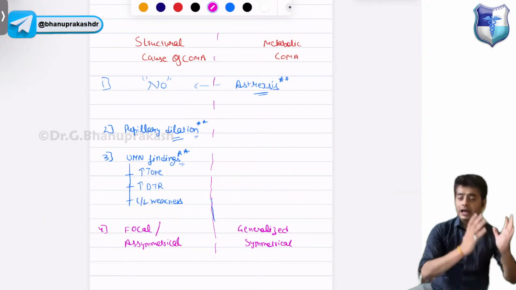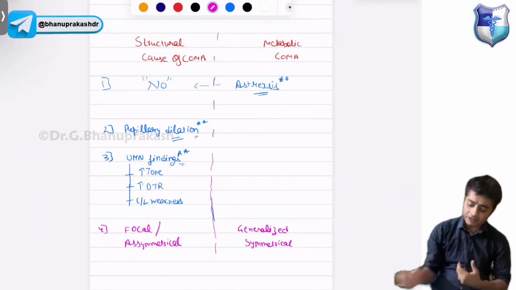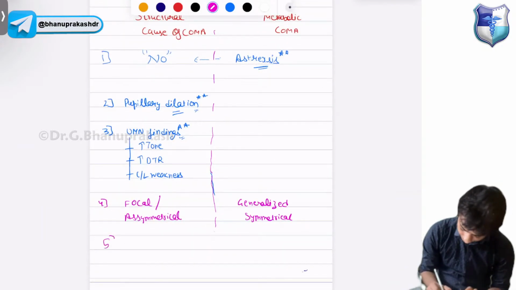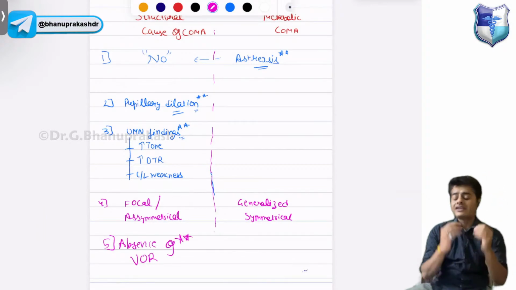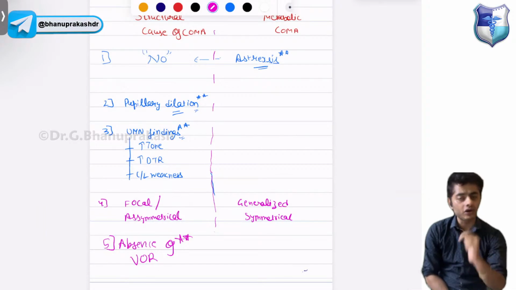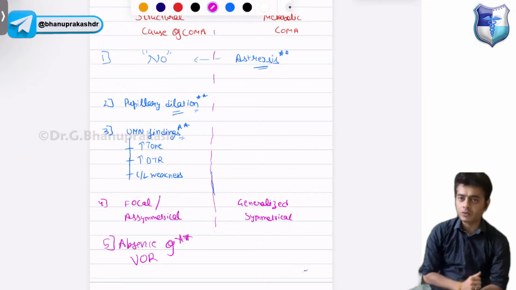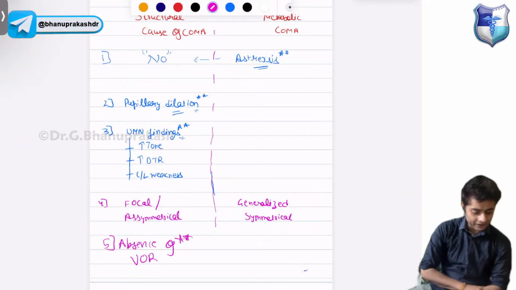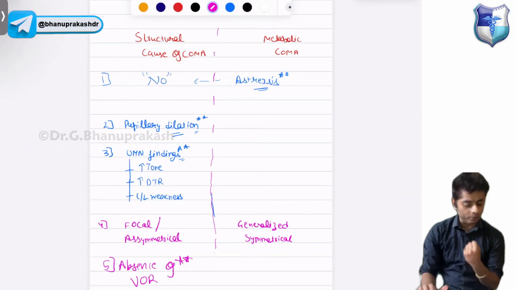In structural causes of coma, asterixis is not present, but pupillary dilation can be there, hemiparesis findings can be there, and there can be absence of vestibulo-ocular reflex also. And what do you mean by vestibulo-ocular reflex? I have already told you in my lecture of dizziness and vertigo, in detail. But in this lecture, I will also give you just a glimpse about vestibulo-ocular reflex in a few upcoming slides. This is how you can differentiate between structural causes of coma and metabolic causes of coma.